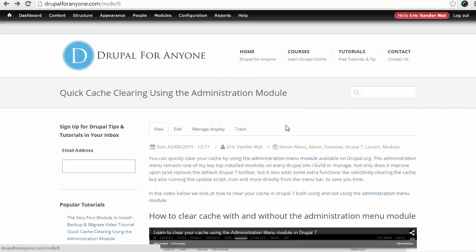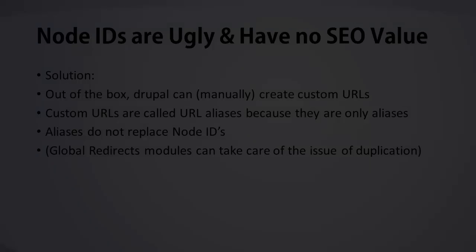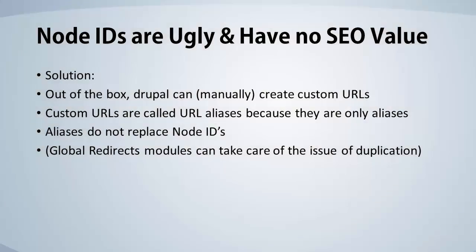So what we want to do is get away from this. We want to get away from just having a node 6, node 7, node 8. They don't have any SEO value for us. Jumping back to our presentation, node IDs are ugly and have no SEO value. This is very true.